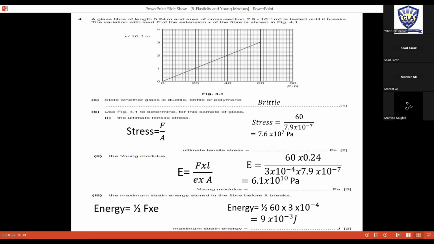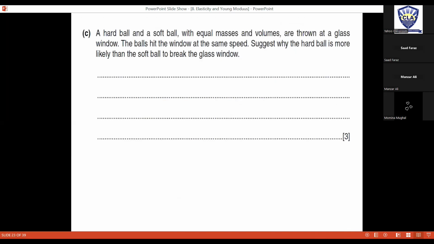And one more question. A hard ball and soft ball with equal masses and volumes are thrown at a glass window. आपने बॉल को मारा है दोनों को, किसके चांसेस ज्यादा हैं तोड़ने के ग्लास.